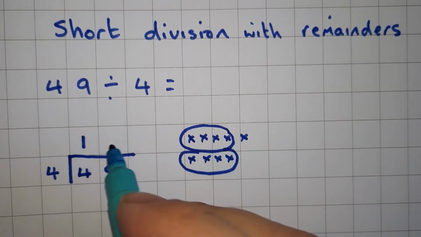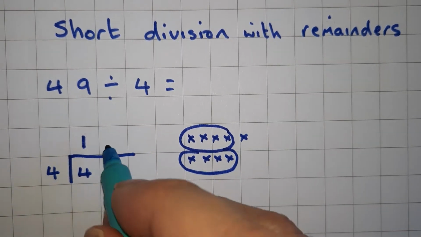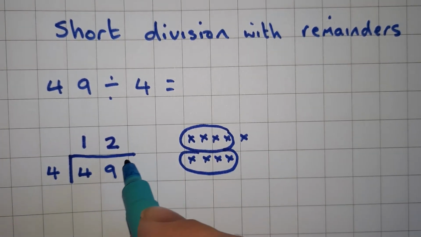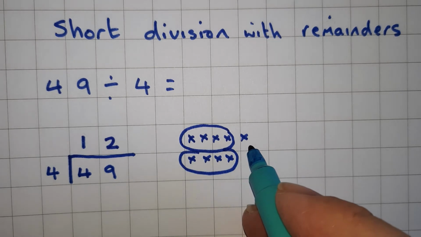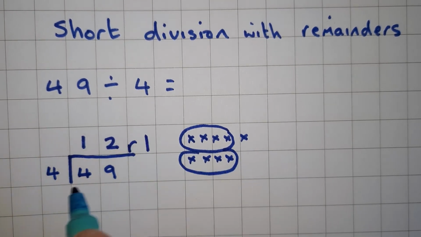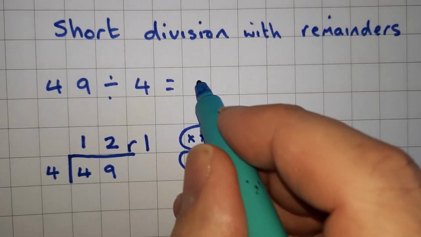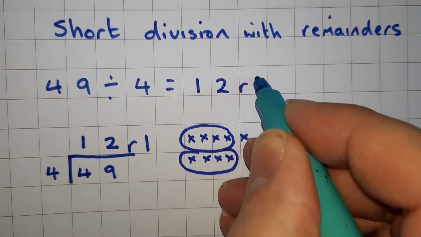So we can make 2 whole groups with one left over. Because there are no more numbers to calculate, we call this the remainder. 49 divided by 4 equals 12, remainder 1.